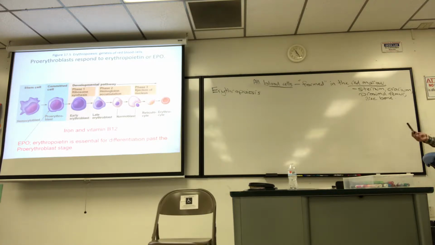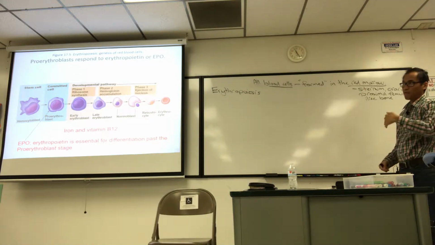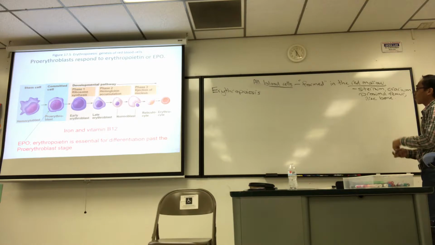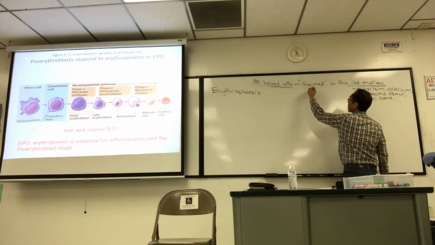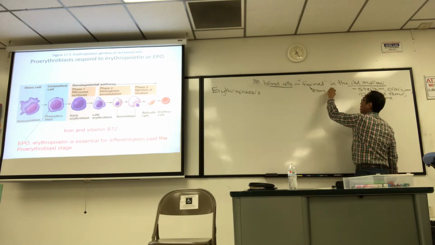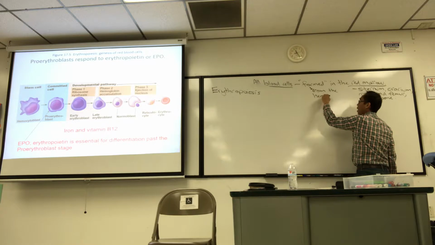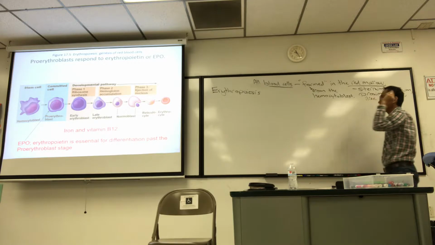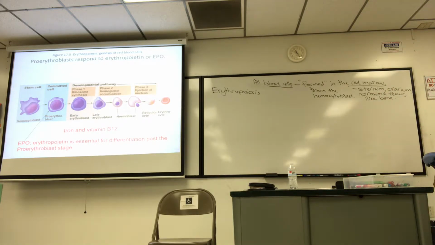Now, all cells are derived from, as you can see from this figure on the far left, the hemocytoblast. Okay? All blood cells formed in the red marrow form from the hemocytoblast, whether it be red blood cells, white blood cells, platelets. If you're going to be committed to the red blood cell pathway, erythropoietin is essential to go down the red blood cell pathway. Okay, that's what I have on the slide.